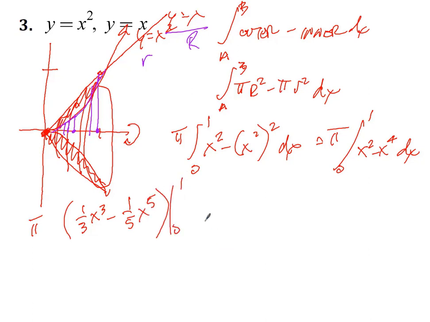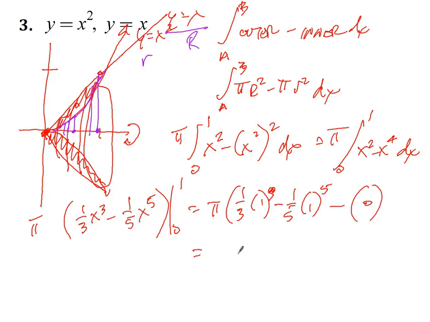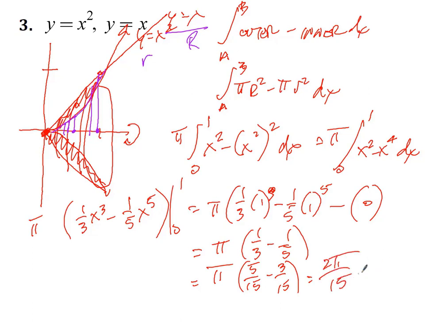From 0 to 1. So we substitute in 1 for x: 1 cubed over 3 minus 1/5, 1 to the 5th, minus, once again, 0 as a limit of integration, totally rocks. So you end up with 1/3 minus 1/5. Let's get a common denominator there of 15. So we get 5/15 minus 3/15. So our answer is 2 pi over 15 units cubed.